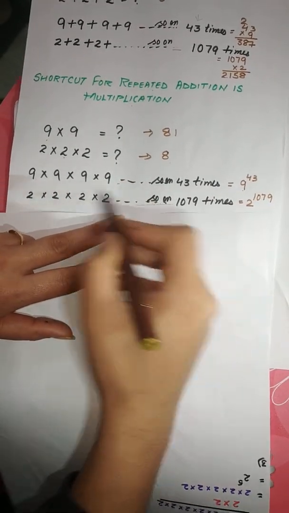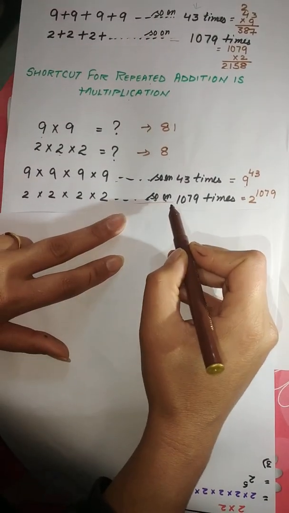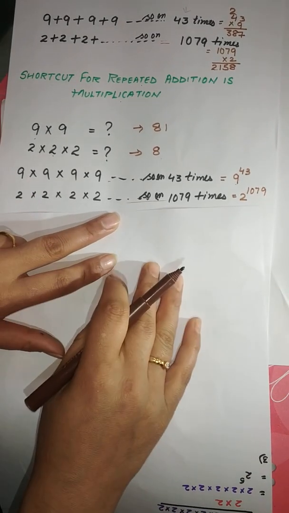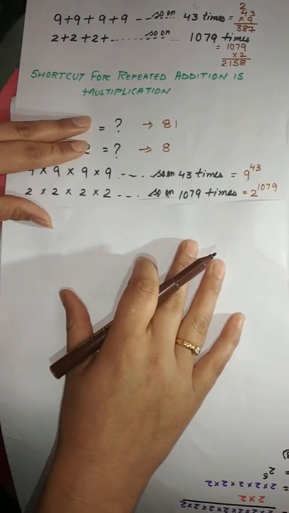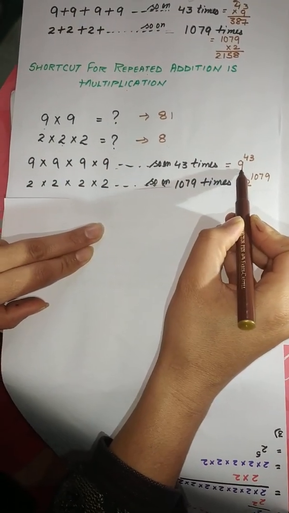We don't have an answer for this. We can calculate, we can multiply it 43 times, but that's going to be a tedious task. We can multiply it 1079 times. All of you can calculate, but you will spend many hours on this. But yes, we can write this full sentence in compact form like this and like this.